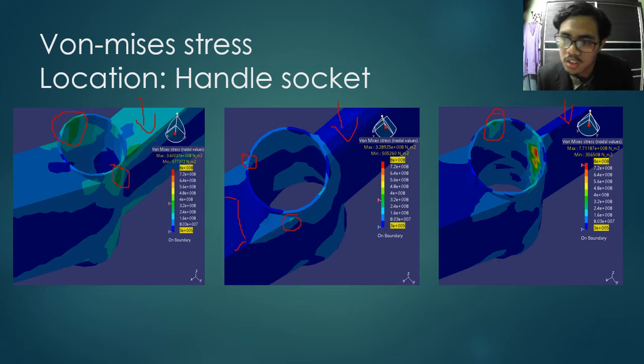Also, we can focus on the concentration at the joint between the handle socket and the beam. It was the highest at the point, which is around 771 megapascal, which already exceeded the maximum allowable stress.